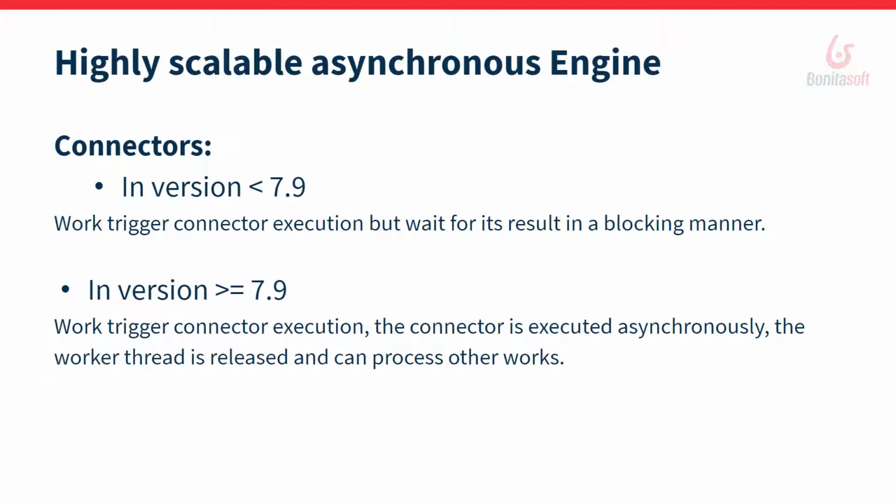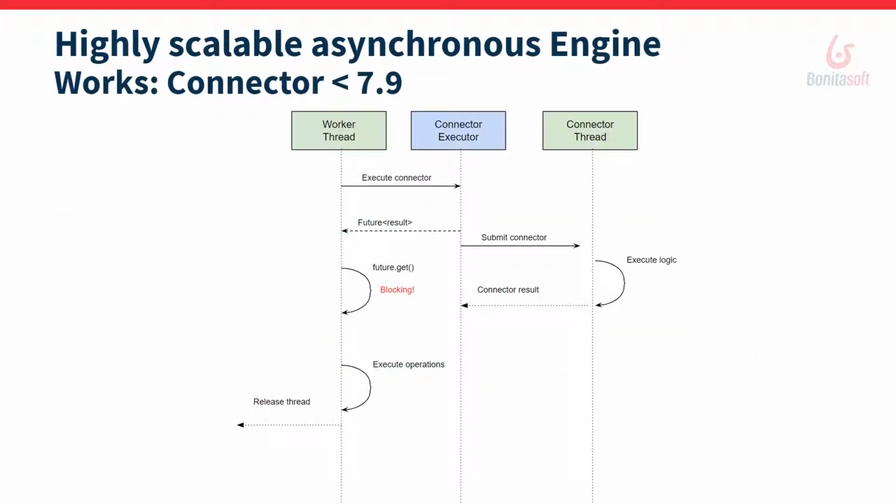A worker can be used to execute connectors, but also to execute operations or other kinds of processing in the Bonita engine. Now in version 7.9, the worker will no longer block. It will trigger the execution of the connector and then immediately return to the engine, and this worker unit can be used to process other work.